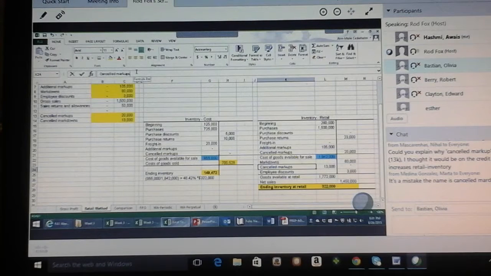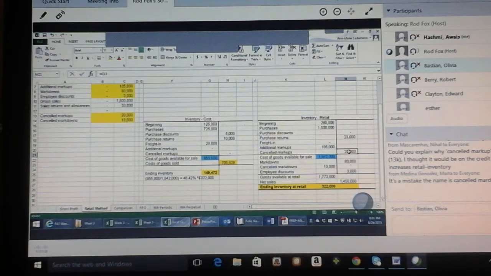Oh, you guys, I just goofed up on calling this markdowns. There we go. Markdown, opposite of a markup. There we go. It was just my mistake.